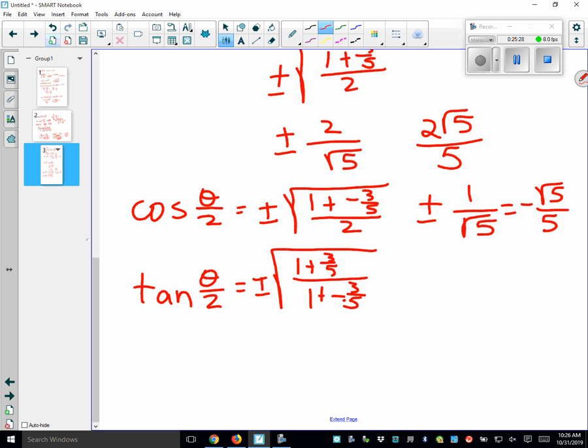I didn't get what I should have got. Shouldn't I get 2? Yeah, you do get two. I got two. It's 8 fifths over 2 fifths. Then you get 4. Take the square root of 4, which is 2. And it is negative. Easy.